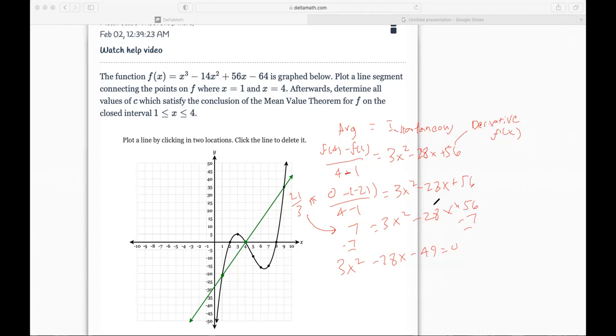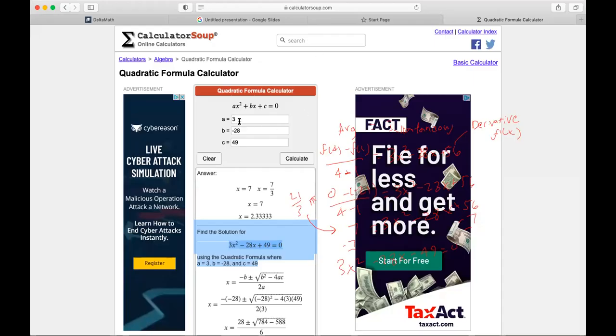One shortcut that you can do actually is if you go to a quadratic calculator. That's a shortcut when you have these big numbers. I don't object to you doing that. So in a minute, we will be at a quadratic calculator. So I'm just going to pause for a moment. So what I did is I actually just entered my coefficients in, so the 3, the negative 28, and the 49.